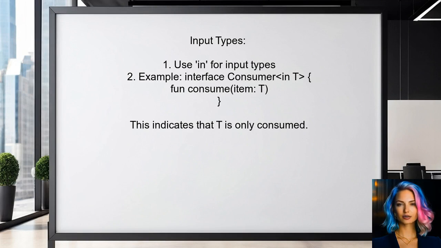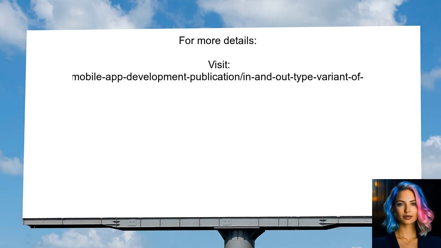They provide an example with an interface called Consumer, which consumes an item of type T. If your generic class only uses the type as input, you should use in. For a more detailed explanation, they recommend checking out a link to a Medium article on the in and out type variants in Kotlin.